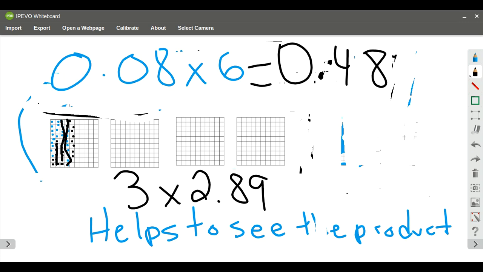Again, the point of this is that you can find the product of a decimal and a whole number by using models. So I want you to be able to see what it looks like. And so then we can take that understanding and move it to our next strategy to help us understand why decimal multiplication works the way that it does.